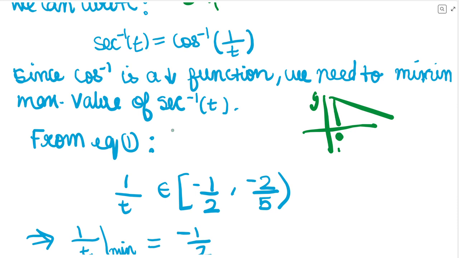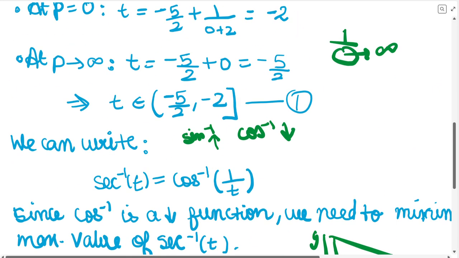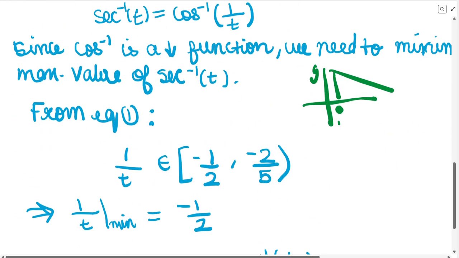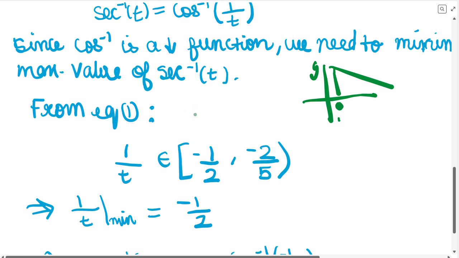All right, now we know the range of t, so we'll simply invert it. But when we invert it, the endpoints also swap, so we have to consider the brackets again. When we invert t, these things swap their positions, and now 1 upon t belongs from minus 1 by 2 till minus 2 by 5.